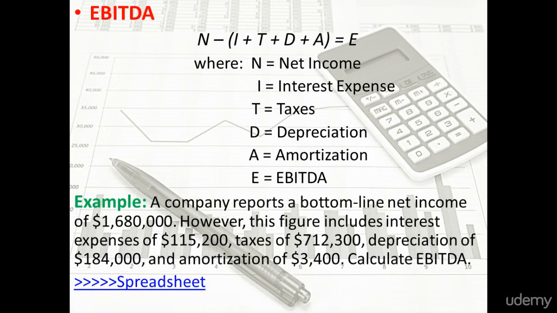And let's see an example. A company reports a bottom line net income of $1,680,000. However, this figure includes interest expenses of $115,200, taxes of $712,300, depreciation of $184,000, and amortization of $3,400. Calculate the EBITDA. Let's see this on a spreadsheet.